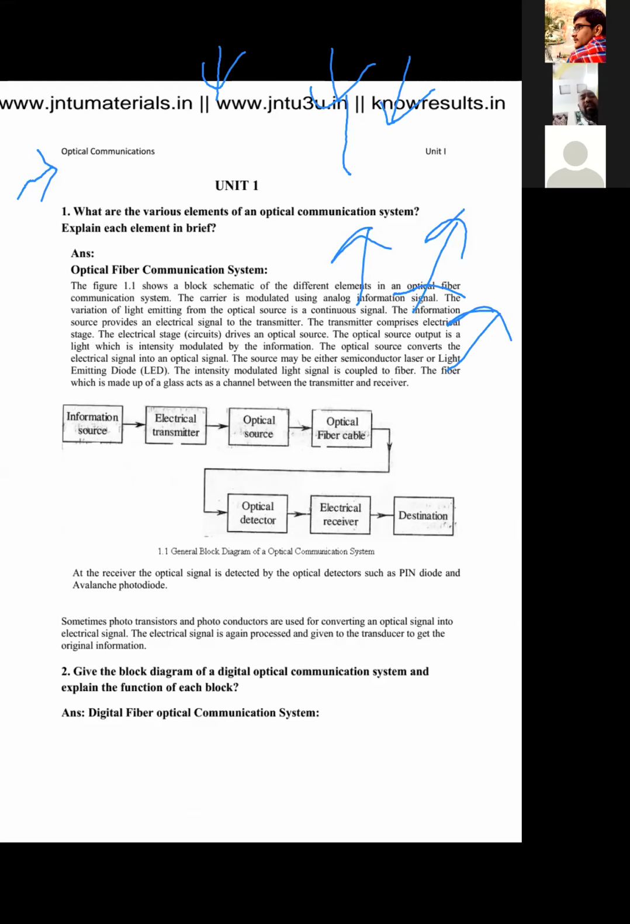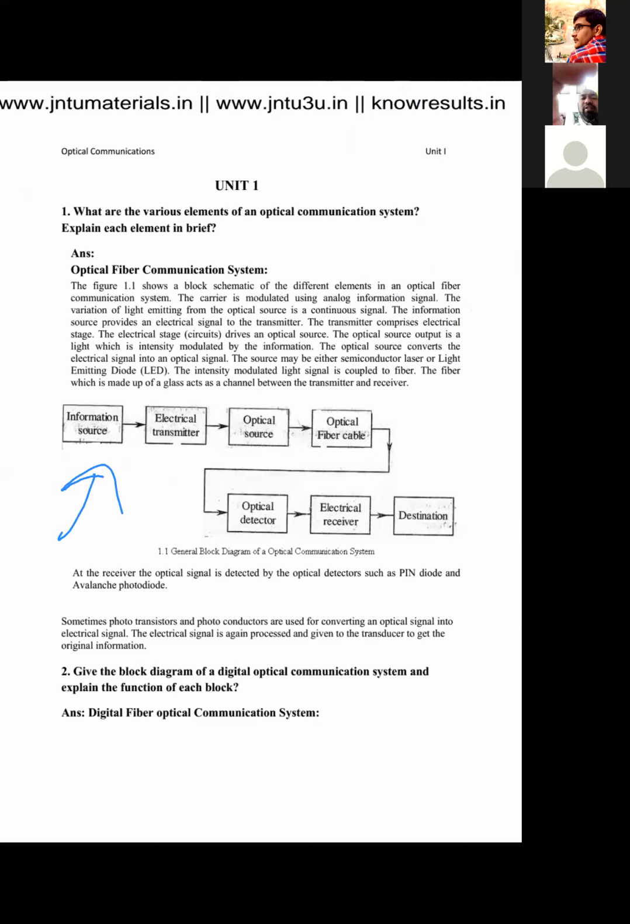See, either in the analog block diagram or the digital block diagram, an information source should be present. In analog, you can just represent it with information source, whereas in digital, you have to represent it with digital information source. Here you are using an electrical transmitter, there you will say encoder. In digital form, you will say this as encoder. Here as optical source, you can use LED or laser. There also you can use LED or laser. Here you have coupled to optical fiber cable. There also you will couple to optical fiber cable only.